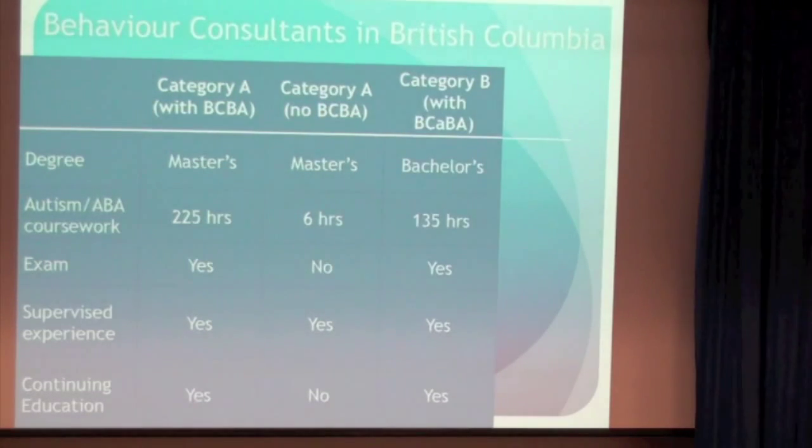It's also possible to be a behavior consultant at the bachelor's level in BC. So now I'm a bachelor's level behavior consultant, and I have my BCaBA credential, which means I've had 135 hours of ABA coursework, some of which has undoubtedly included specific autism or generic autism information. I've passed an exam. I've gotten a certain amount of supervised experience, less than a BCBA, but a substantial amount of supervised experience nonetheless, and I'm expected to engage in regular continuing education, right?